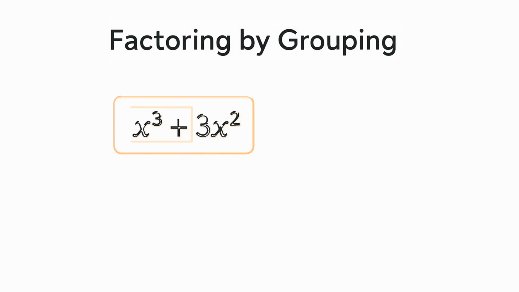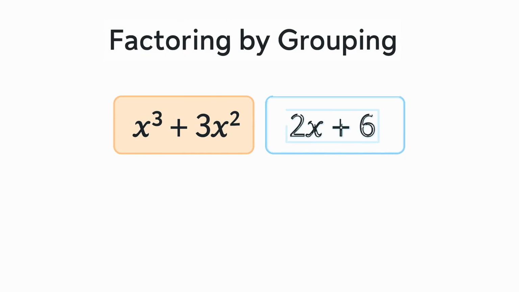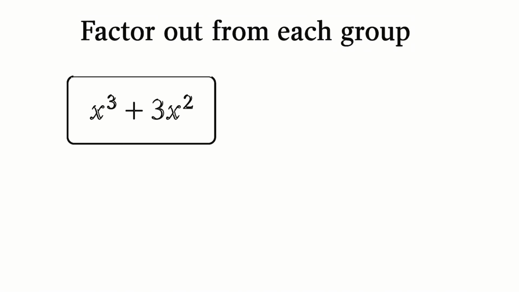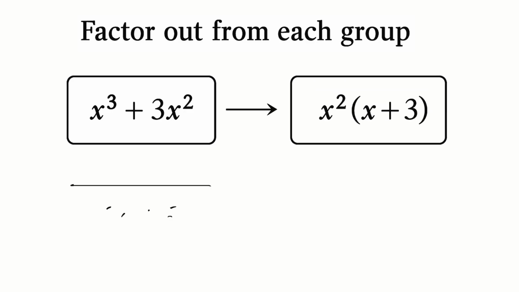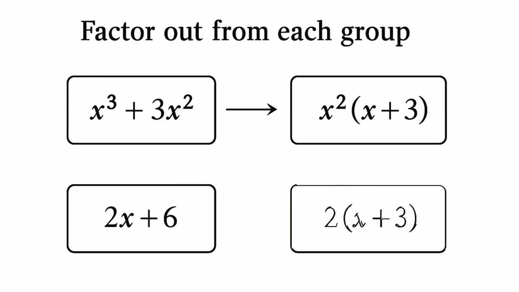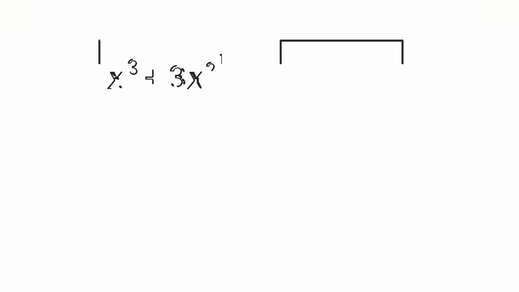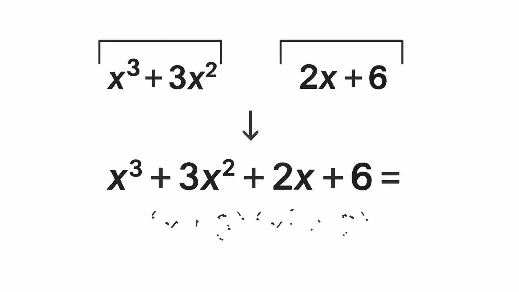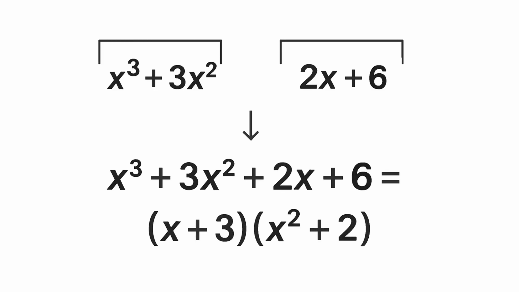Next, factoring by grouping, usually for four terms. Take x cubed plus 3x squared plus 2x plus 6. Group the first two and the last two terms, left group and right group. From x cubed plus 3x squared, factor out x squared. That gives x squared times x plus 3. From 2x plus 6, factor out 2. That gives 2 times x plus 3. Now both groups share x plus 3, so the whole thing becomes x plus 3 times the quantity x squared plus 2.